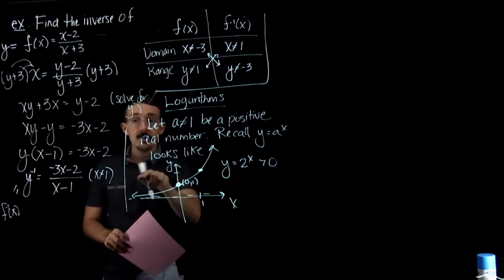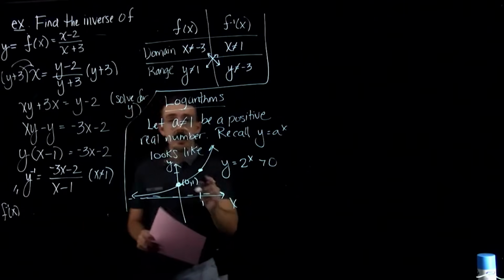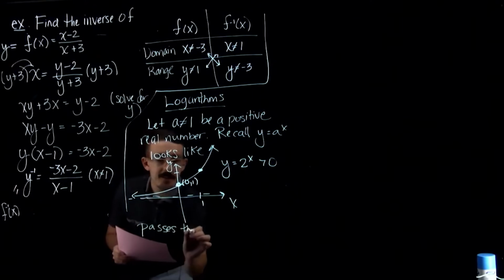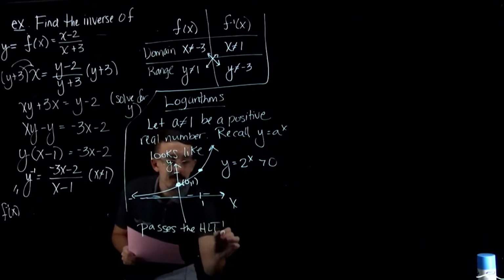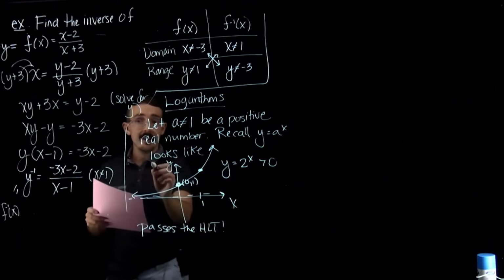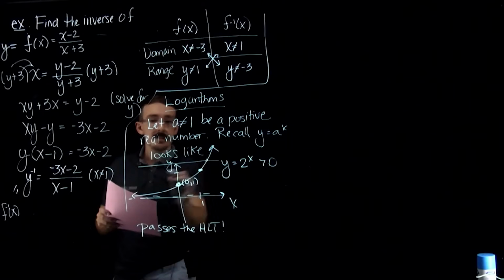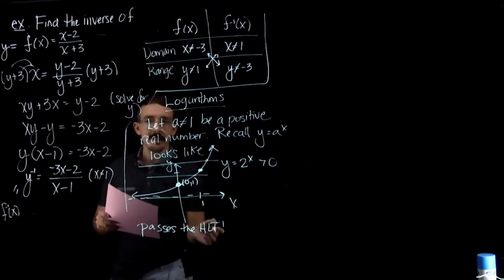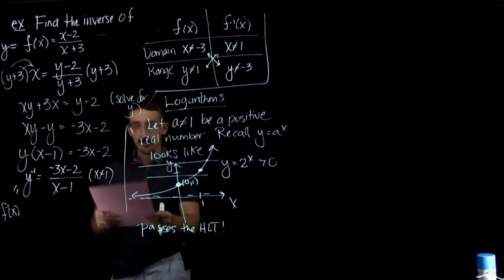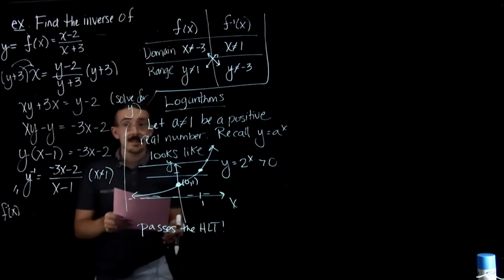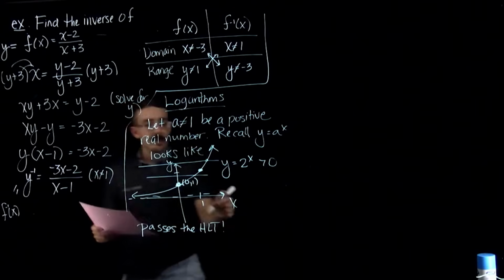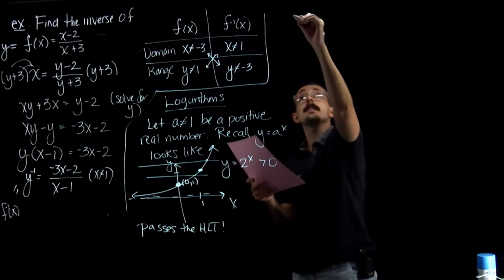This graph, you should notice it's increasing, right? It also passes the HLT. It passes the horizontal line test. In fact, it has an inverse. So if I draw all these horizontal lines, it's fine. It only intersects in one spot. So it's going to have an inverse. So we give that inverse a special name. It's actually the logarithm.